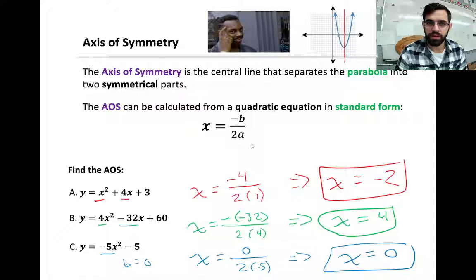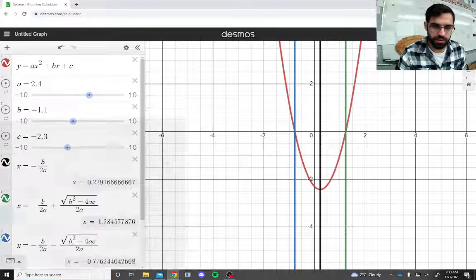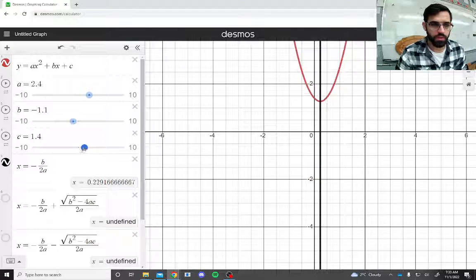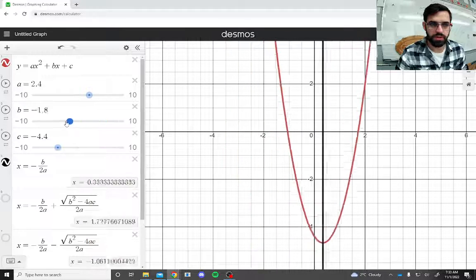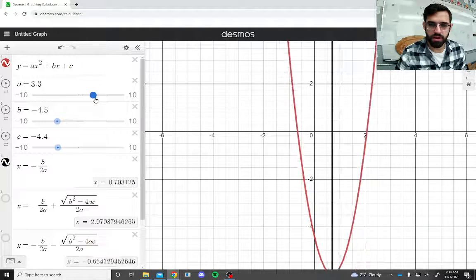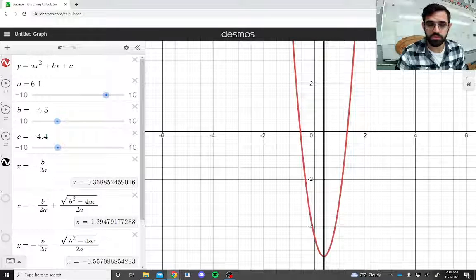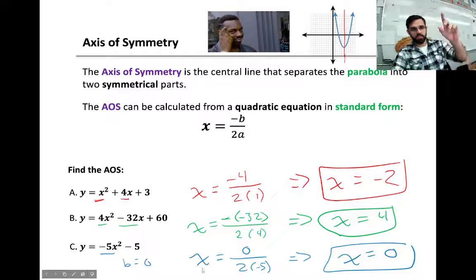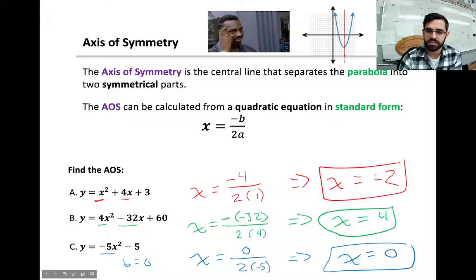The equation to find the axis of symmetry is the first part of the quadratic formula, negative b over 2a, which we talked about briefly in the last video at the end. If ax squared plus bx plus c equals y is our quadratic equation, x equals negative b over 2a is the axis of symmetry. We can change the c value, the b value, and the a value. No matter what, the axis of symmetry is still negative b over 2a. So we can find the axis of symmetry from examples a, b, and c. Take a moment, make sure those make sense to you.